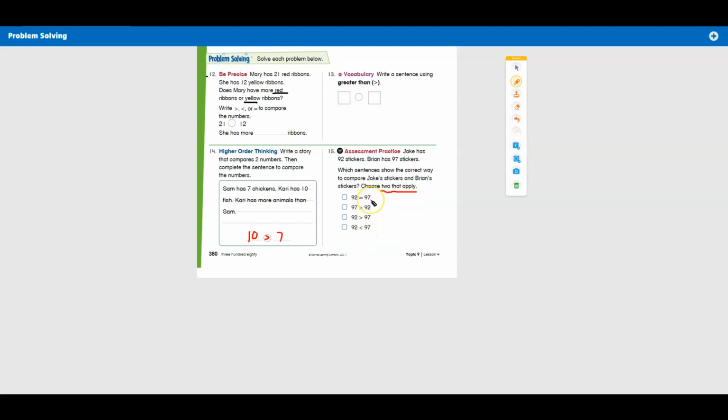Does 92 equal 97? Is 97 greater than 92? Is 92 greater than 97? And is 92 less than 97? Fill in the two bubbles that are true statements.